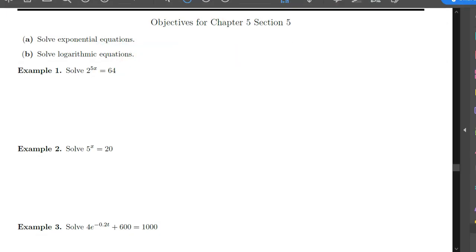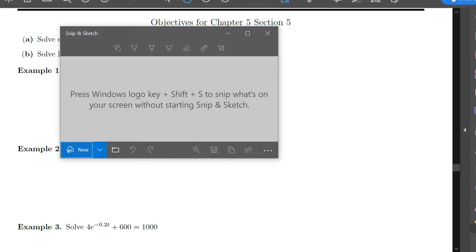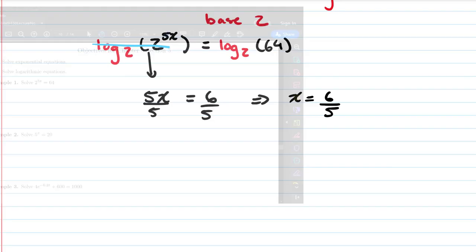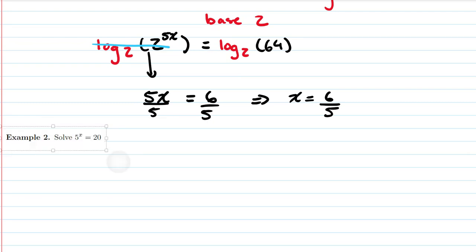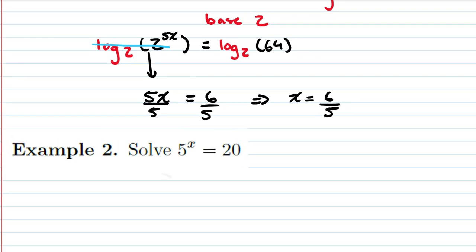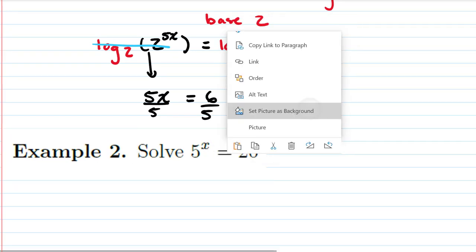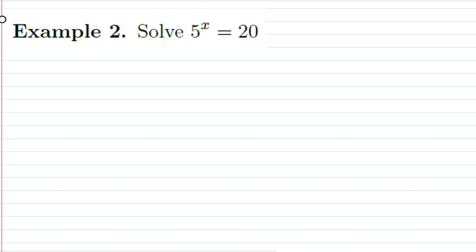All right, let's take a look at our next example. So we wish to solve the equation 5 to the x is equal to 20. So we're going to do the same thing. What would be the inverse of an exponential base 5? Well, it would be a logarithm base 5. So we do the same thing to both sides of the equation. So we take a logarithm base 5 of both sides.